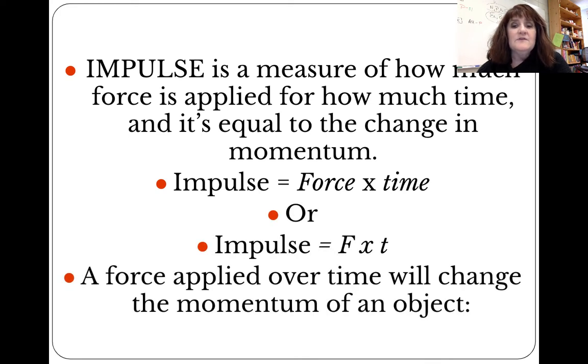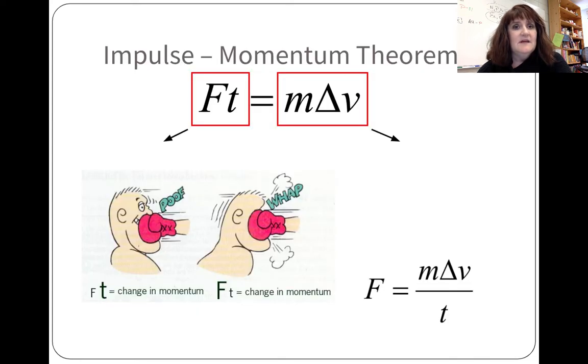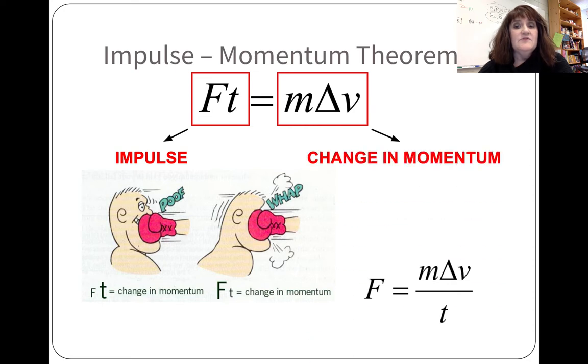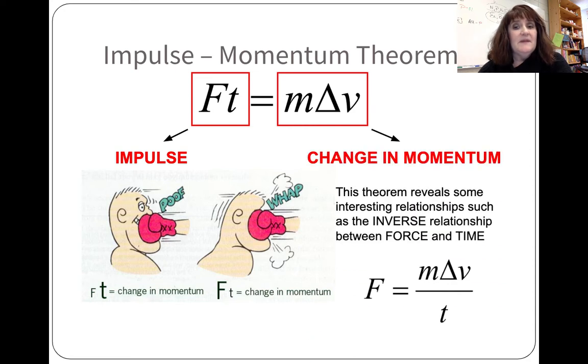A force applied over time will change the momentum of an object. So remember this relationship, the impulse-momentum theorem says that the impulse is equal to the change in momentum. It shows that inverse relationship between force and time. A lot of force over a short period of time, or a little amount of force over a long period of time. So force can equal mass times the change in velocity divided by time.